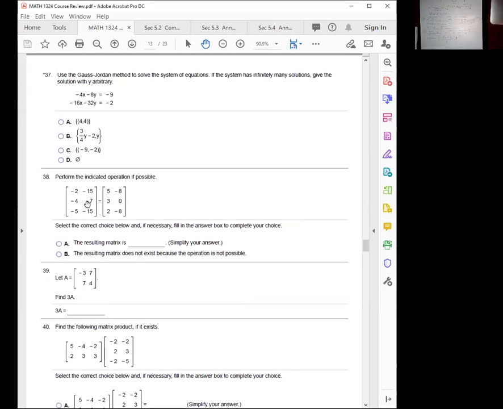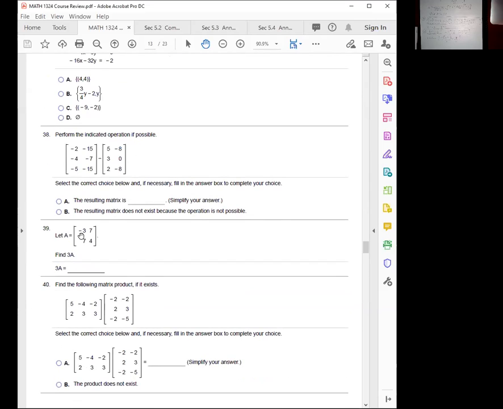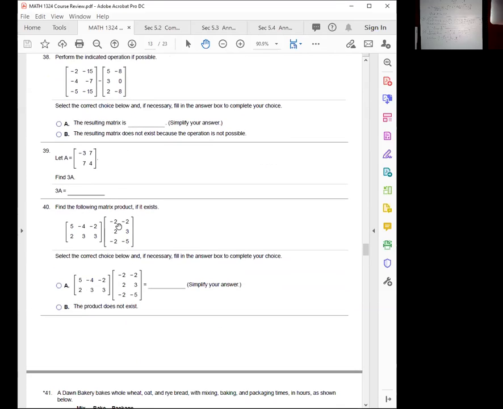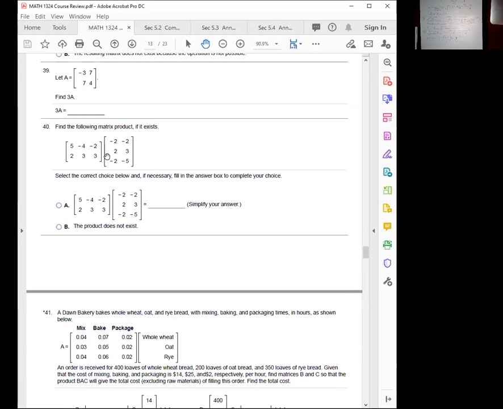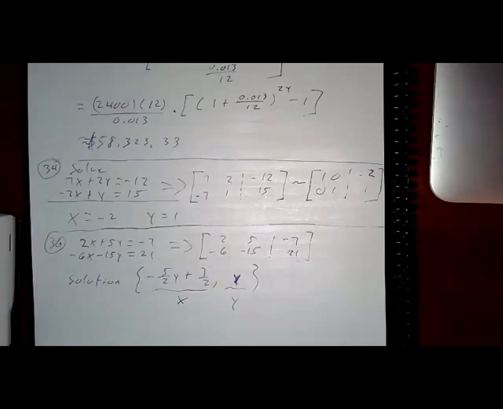Okay, 38, 39, remember we talked about this, right? You just subtract each individual number. So negative 2 minus 5, negative 15 minus 8. I don't think we need to do that one. Scalar multiplication, 3a, means multiply all of these numbers by 3. You get the same matrix scaled up by 3. We did these last time. I believe you can use the website for that. Let's check it. Or your graphing calculator.